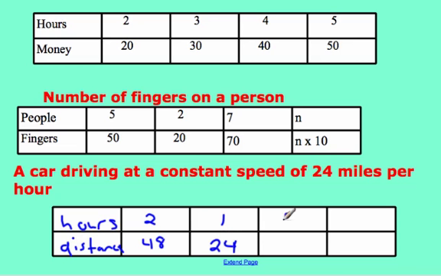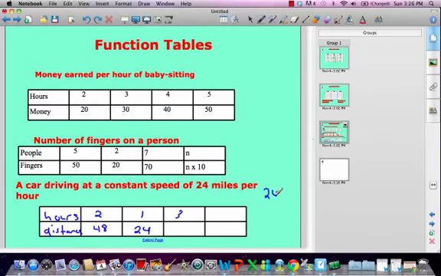If you went for 3 hours, we could do it out on the side here. 24 times 3 is going to equal 72. Like I said, if you need to do it out, do it out. And if we went 5 hours, that's independent. What we'd get out of that, since we're going 24 miles each hour, is 120 miles.